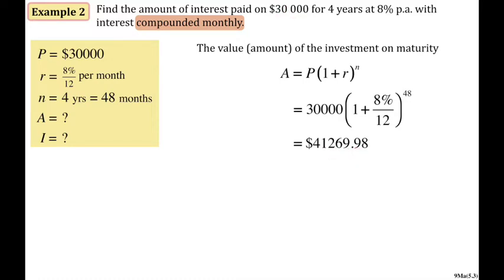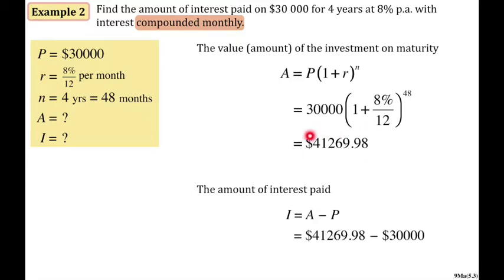That's not bad. But the question said, find the amount of interest that was paid. So how much interest did we actually earn? Well, the interest paid is the full amount at the end minus what we started with, which means for this particular investment, by having the money locked away for 4 years, we made over $11,000 in interest by letting it sit and accumulate interest monthly for 4 years. Let's go to our next example.